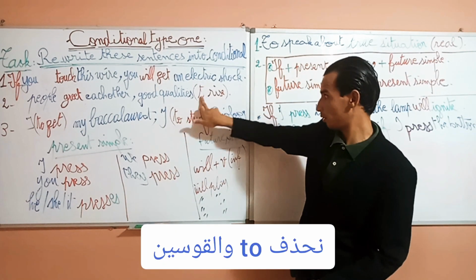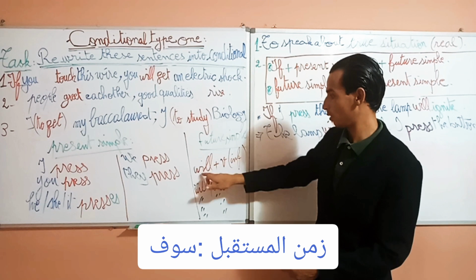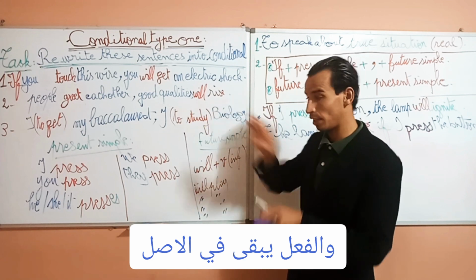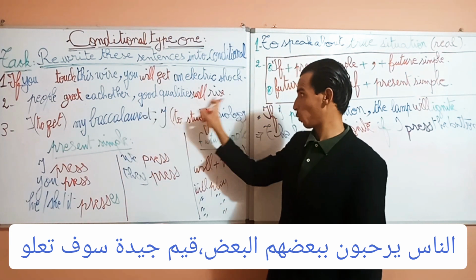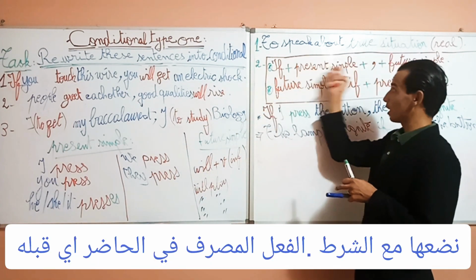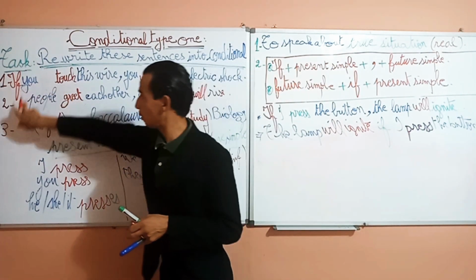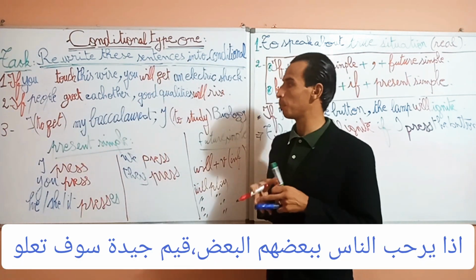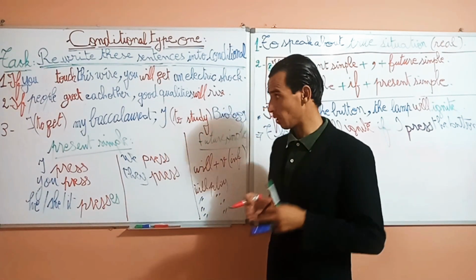So we omit to. Future simple, we put will, and the verb in the infinitive stays the same. Now we have people greet each other, good qualities will rise. We still have if. Where do we write it? We write it with the condition, the verb in the present simple, before it. And this is the verb in present simple, we write if here. And we have, if people greet each other, good qualities will rise. Sentence number 3.